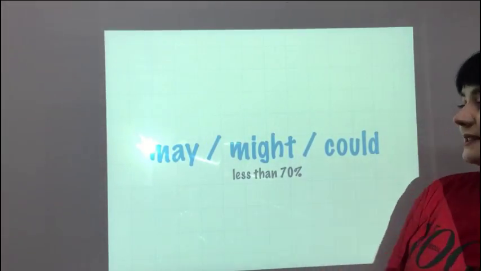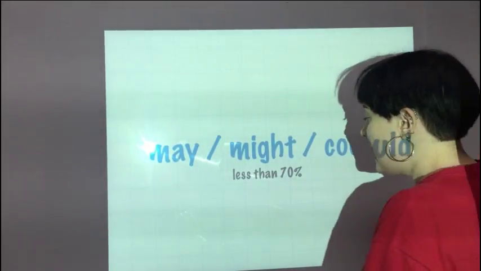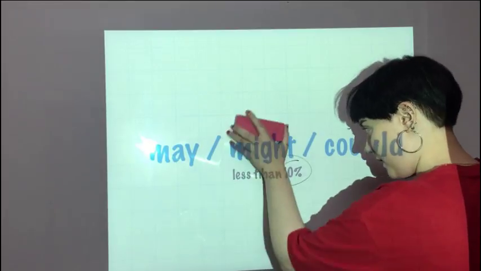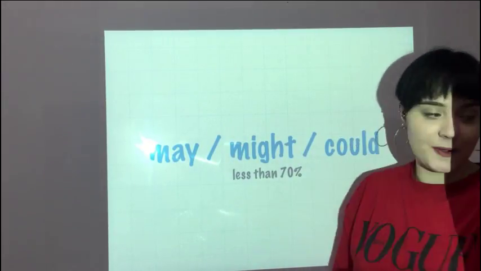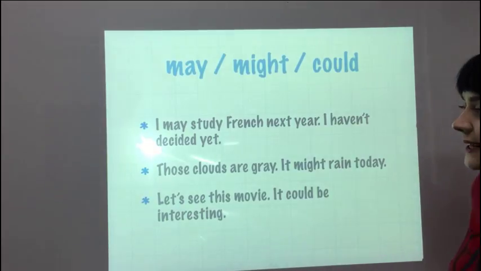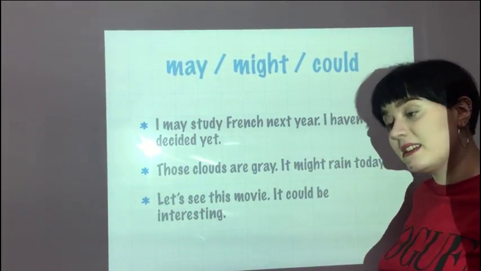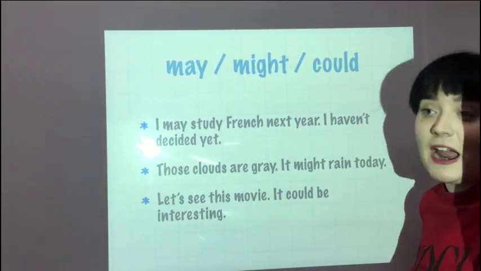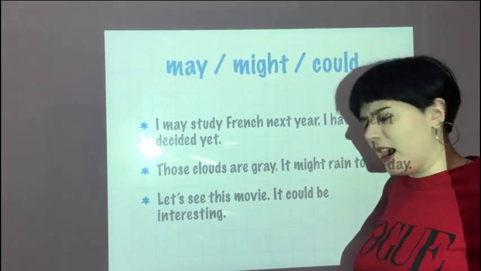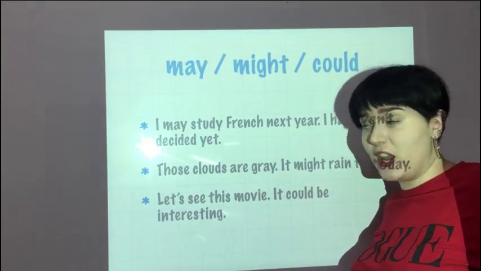Okay? So let's now move on to may, might, and could, which is less than 70%. Now, here are our examples. I may study French next year, I haven't decided yet. So let's say you talk to your friend and you're like, oh yeah, I will study Chinese next year. I'm 100% sure I will move to China, so I will study Chinese.